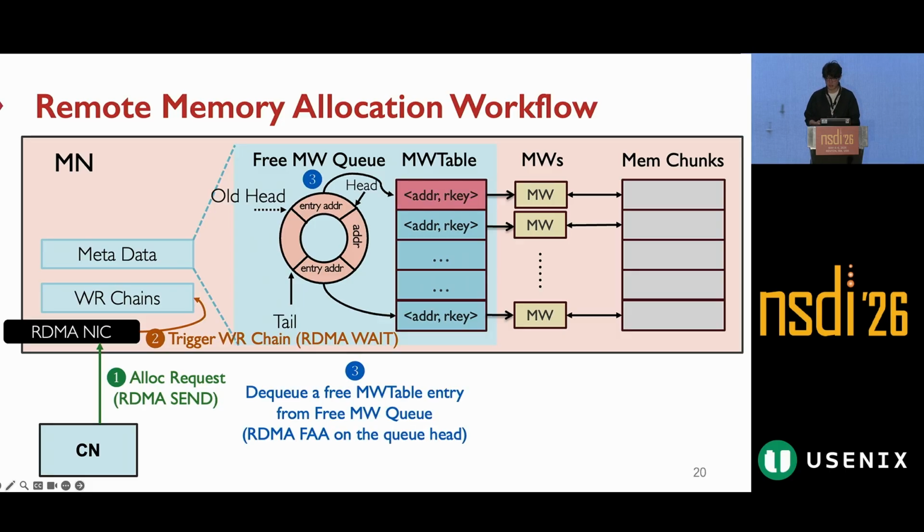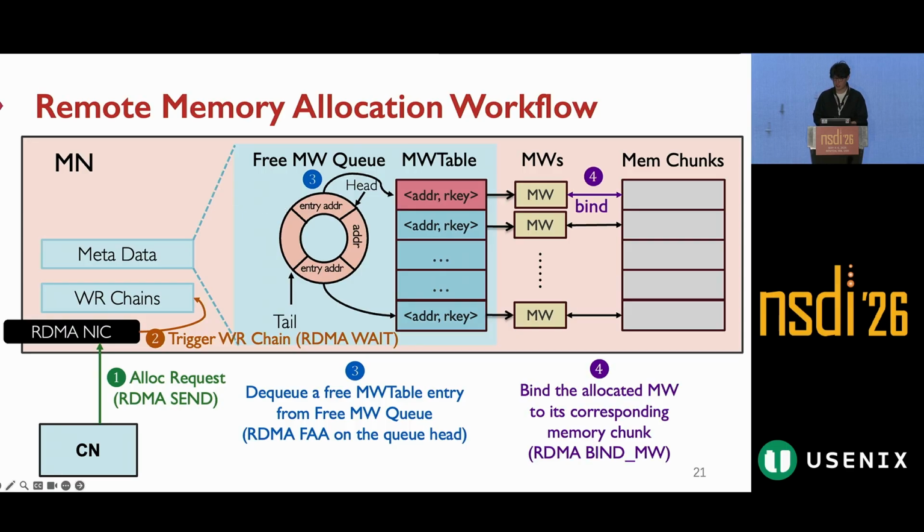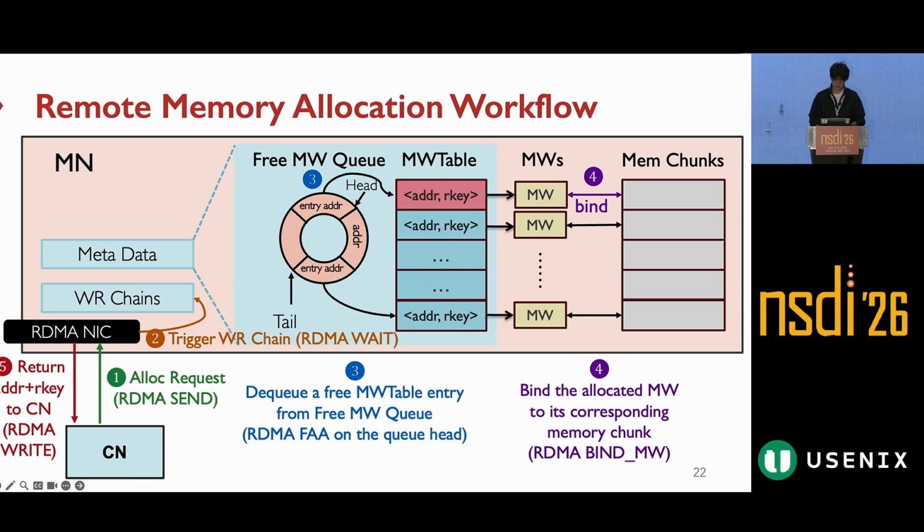The work request chain first dequeues a free memory window table entry from the free memory window queue using an RDMA atomic fetch-and-add operation on the queue head pointer. Then the work request chain uses the metadata in the allocated memory window table entry to bind the memory window to its corresponding memory chunk.